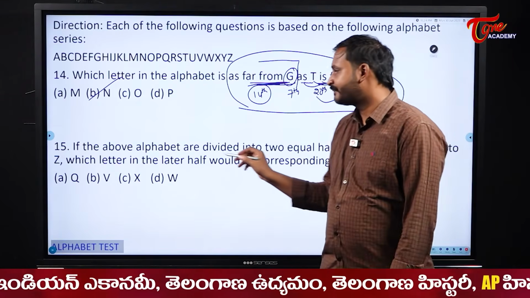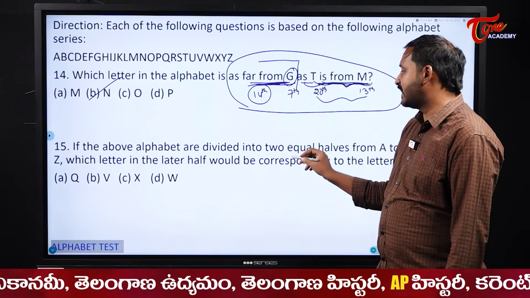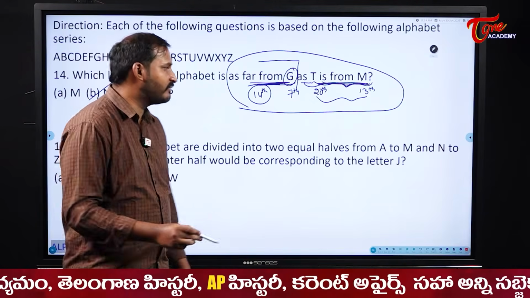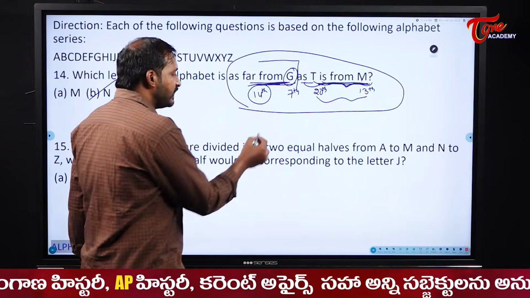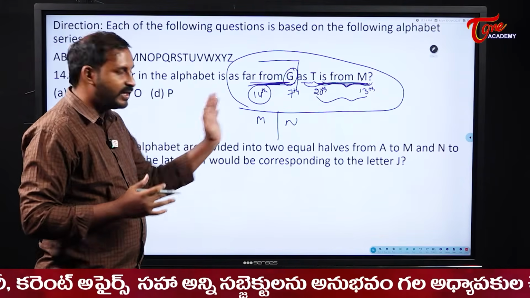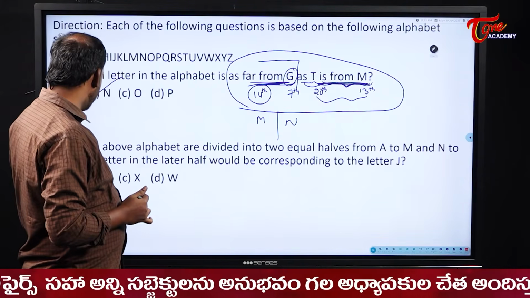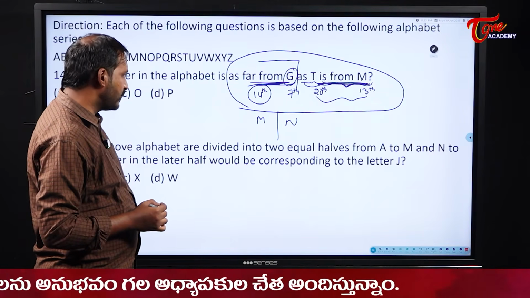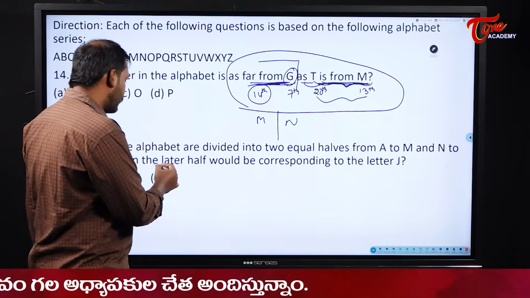Okay, right, next one. If the above alphabets are divided into two equal halves, that means when you divide A to Z into two equal halves, where will we have the break? Between M and N. Up to M is one half, and from N onwards is the second half, N to Z. Which letter is the last letter of the first half corresponding to the letter J in the later half?